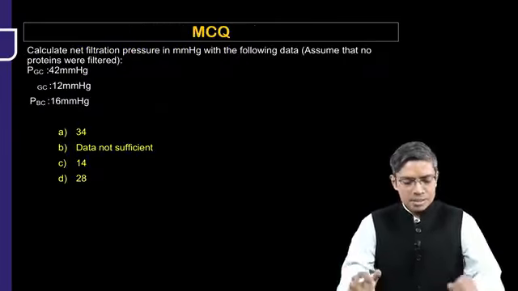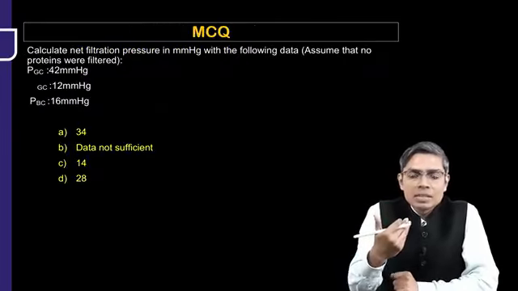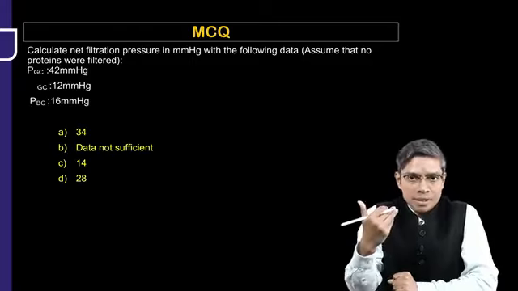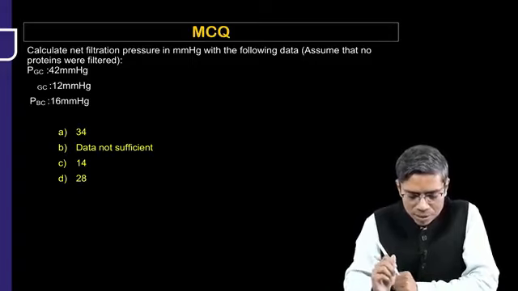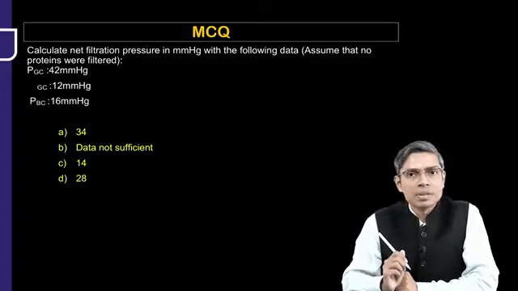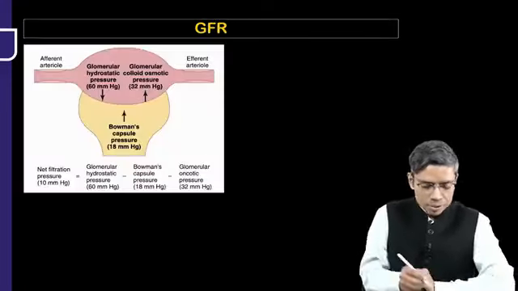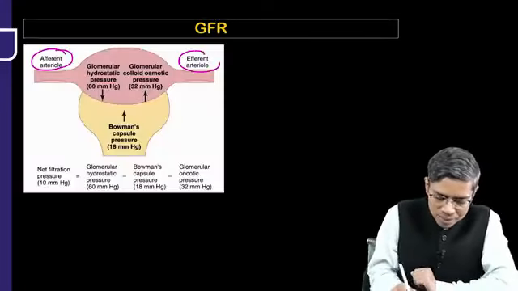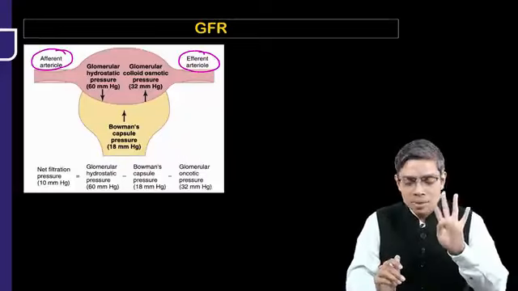Got it. Now next is the glomerular filtration pressure and how that is causing filtration. The question is, calculate the net filtration pressure in millimeter of mercury with the following data. We know that glomerular filtration, look at this, this is the afferent arteriole, this is the efferent arteriole. Glomerular filtration depends on 4 different types of pressure.